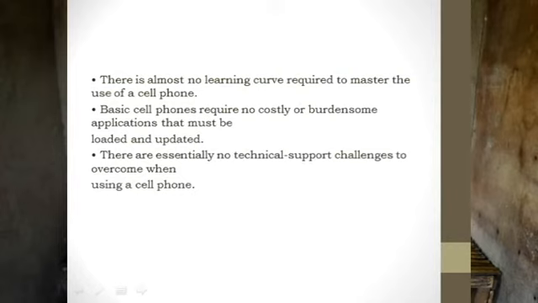There is almost no learning curve required to master use of cellphone. Hindi mo na kailangan ng malawak na pang-unawa para gamitin tong cellphone dahil madali lang talaga siyang gamitin. Basic cellphones require no costly or burdensome application that must be loaded and updated. Mas madaling mag-install ng mga application sa cellphone kaysa sa computer. There are essentially no technical support challenges to overcome when using cellphone. Hindi mo na kailangan ng suporta o karagdagang tutulong sa'yo para gamitin tong cellphone dahil mas accessible sila.